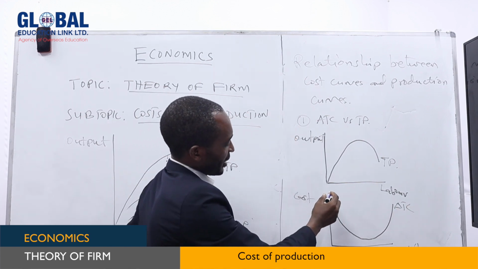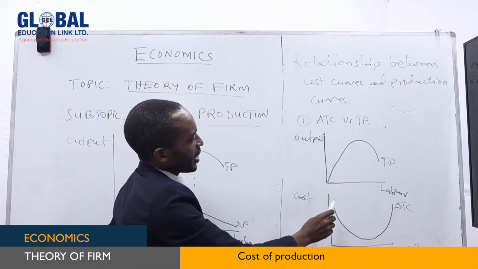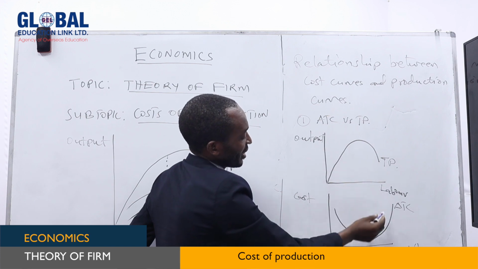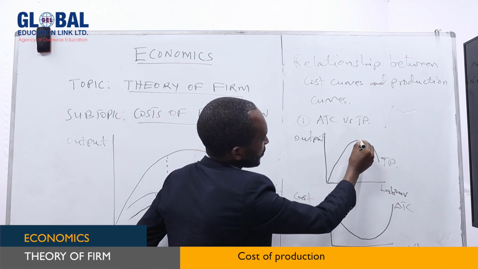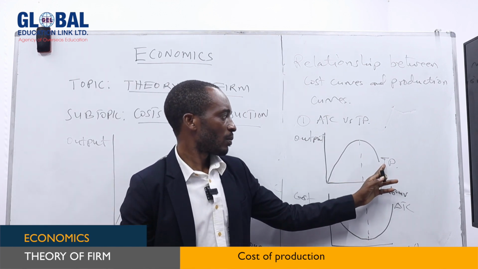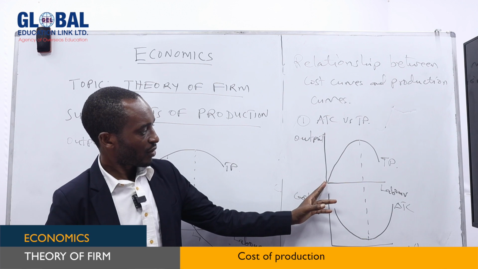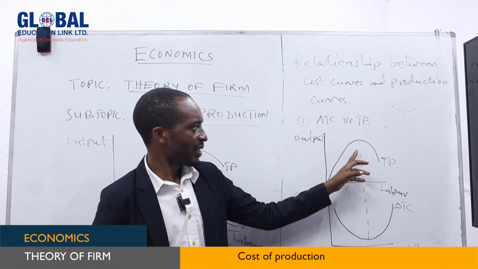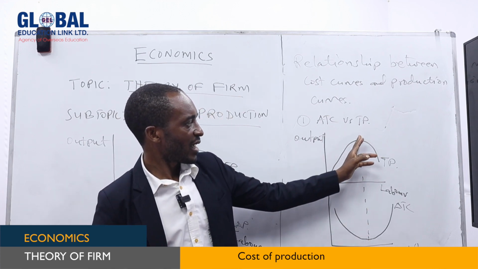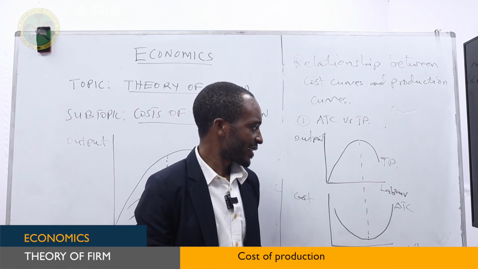So when output increases, average total cost declines. When output reaches a maximum, average total cost will be at a minimum. When output starts to diminish, cost will start to increase. So this is the relationship between the total product and the average total cost. When total product increases, cost declines. When total product reaches a maximum, average total cost reaches a minimum. When total product starts to decline, the average total cost starts to increase.